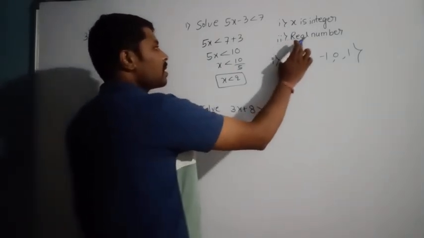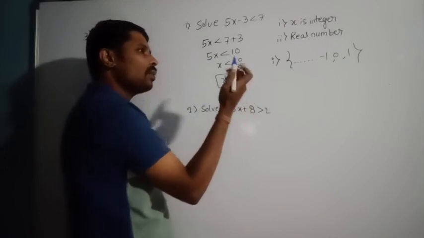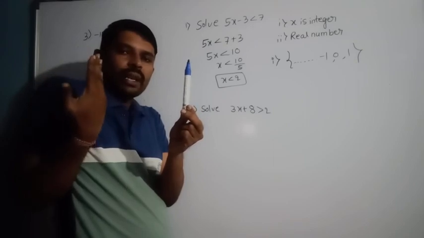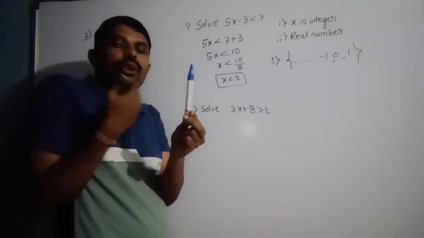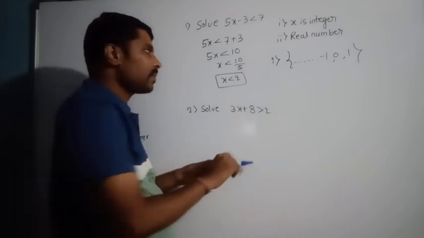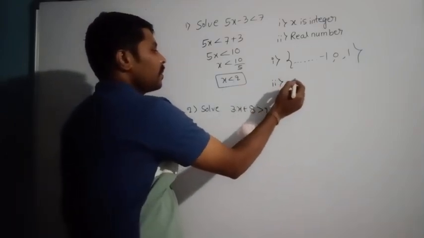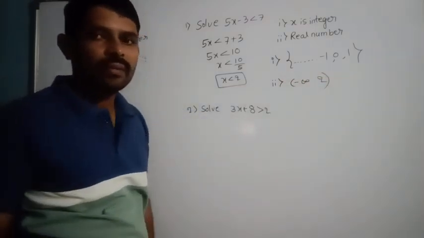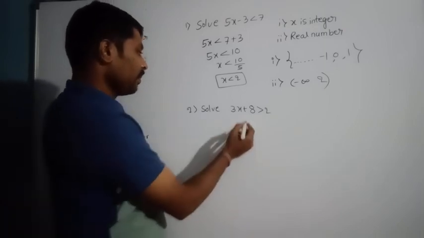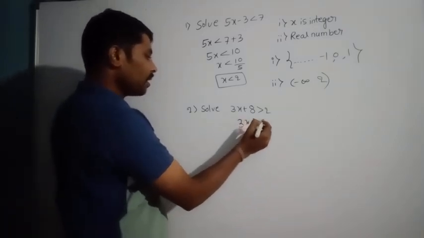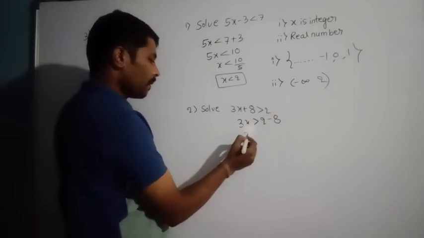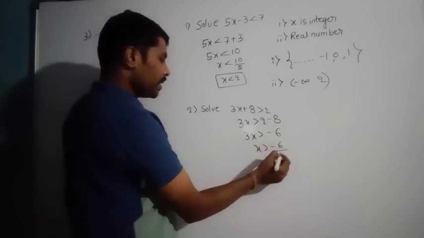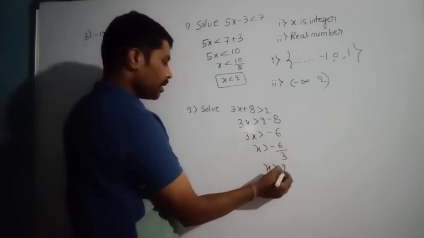Now real numbers, what I have told: real numbers less than 2. Suppose it is 2, less than 2 means this side, so minus infinity to 2. Whether 2 is included or excluded, you decide. Minus infinity to 2. See, equal to is not there, so open interval. Next: 3x is greater than 2 minus 8, 3x is greater than minus 6, x is greater than minus 6 by 3, x is greater than minus 2.